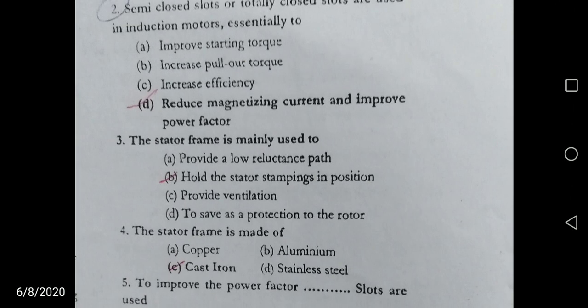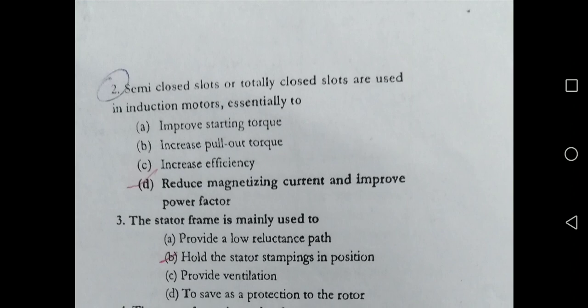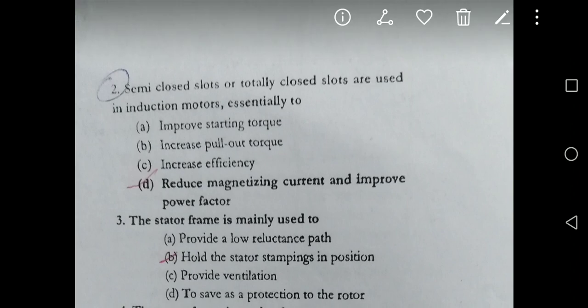The stator frame is mainly used to hold the stator stampings in position. B is correct here, because providing a low reluctance path is wrong, since flux will not flow through the frame, so there is no need to provide a low reluctance path.